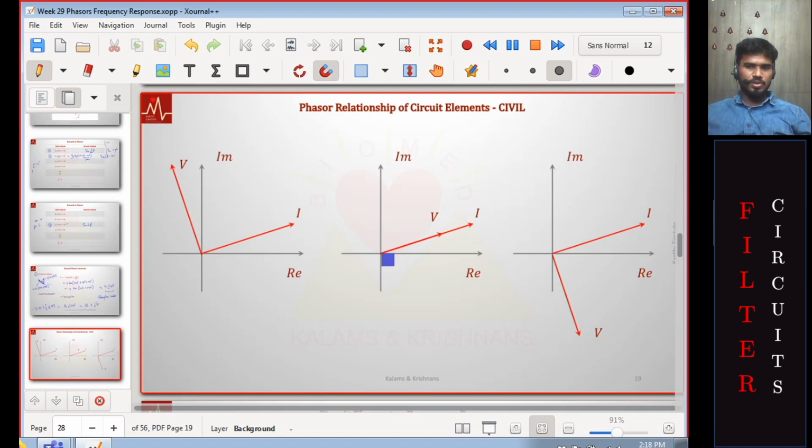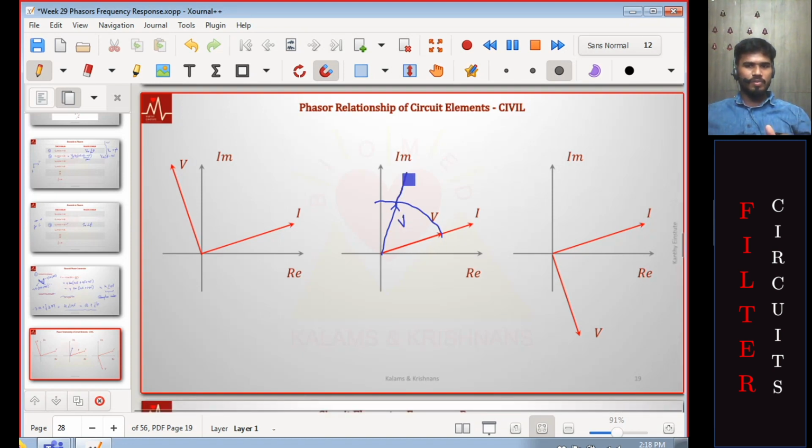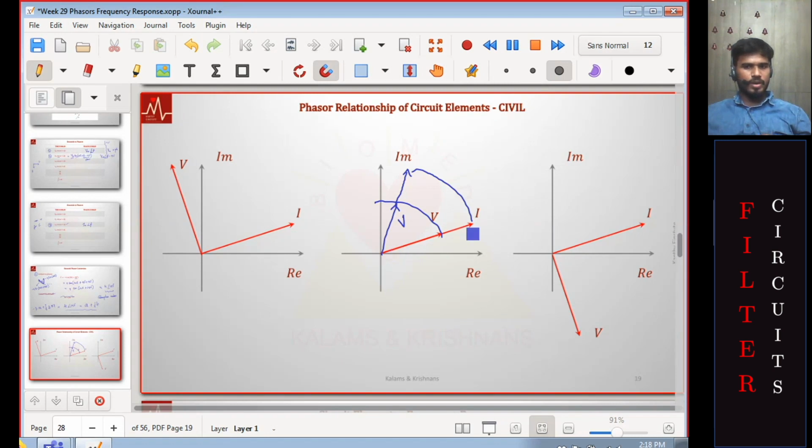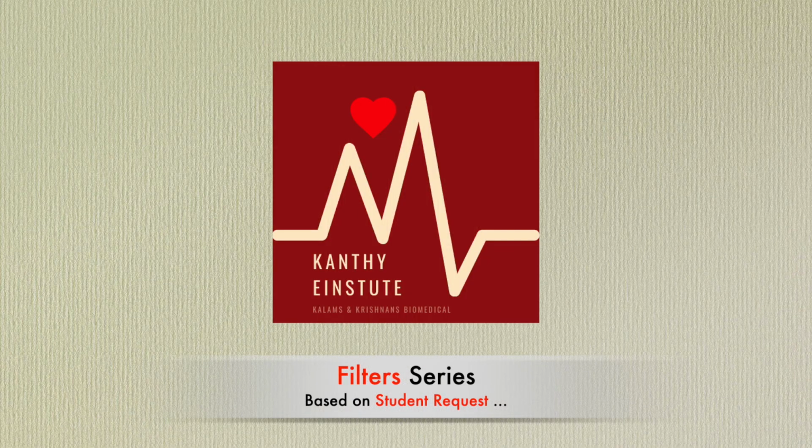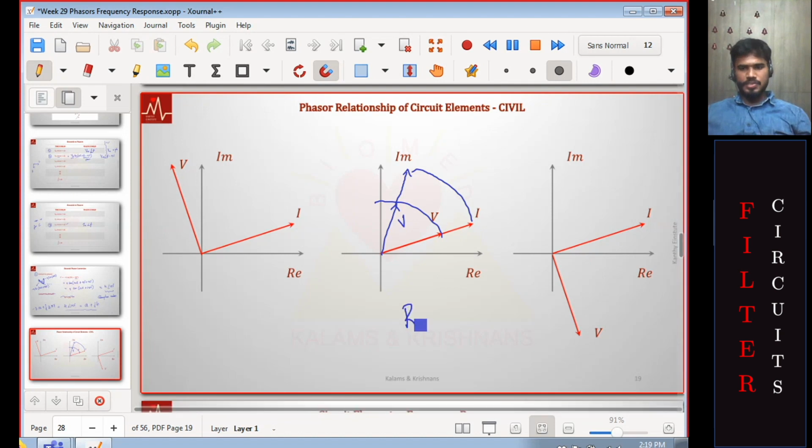If this voltage moves here, as it is oscillating, the voltage at some other time, the current at some other time would be along that direction. That is also moving in a circle. And can we also guess the element, what kind of circuit we are looking at based on this? Voltage and current are exactly aligned. Resistor, excellent, thank you very much.